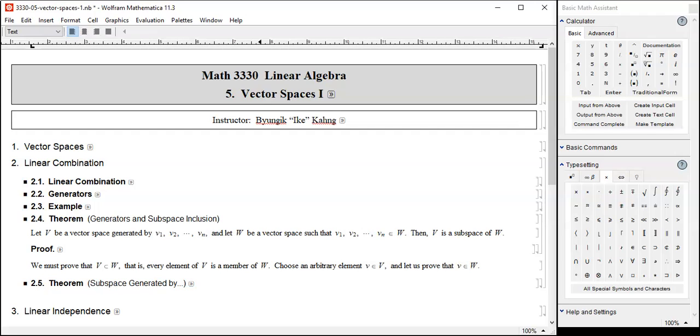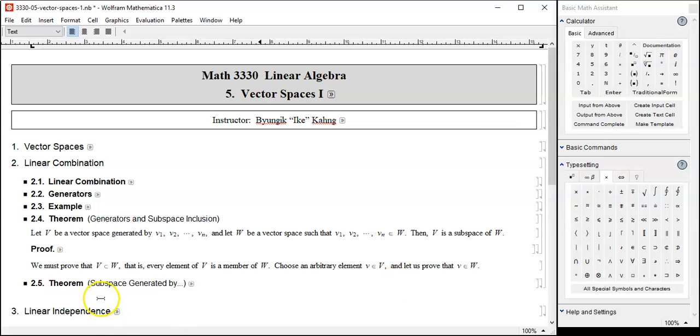That's the setup. Are you with me here? We must prove that V is included in capital W, which means every element of V must be in W. So how do you prove that? Just choose an arbitrary element, vector v from capital V, and then prove that this small v belongs to capital W. That's the setup. Does everybody agree? Of course, everybody agrees. It is true. It's just, does everybody understand?